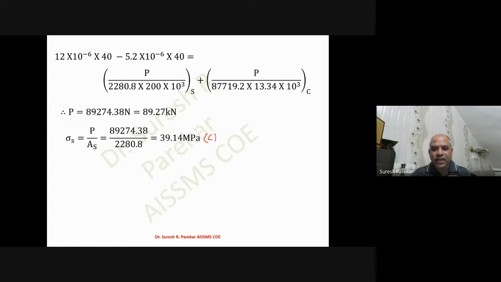And then we have second, that is sigma c, which is P upon AC, and that is 89.27 divided by the area 87719.2, that we have over here. And from this we will get 1.02 MPa. As we have sigma c less than sigma s, we are going to get tension in the concrete, so concrete is in tension and bars are in compression.